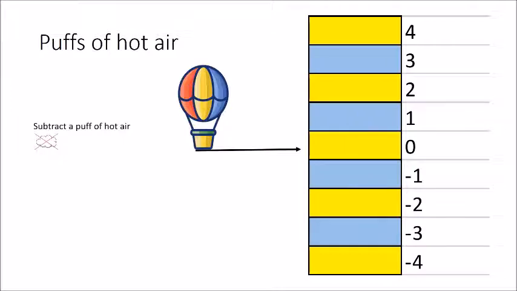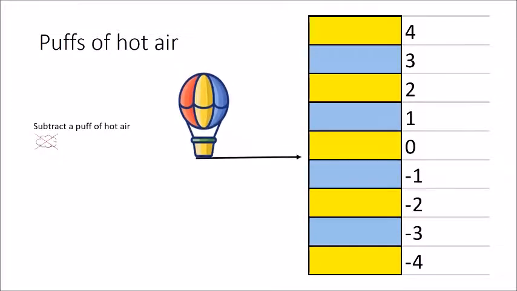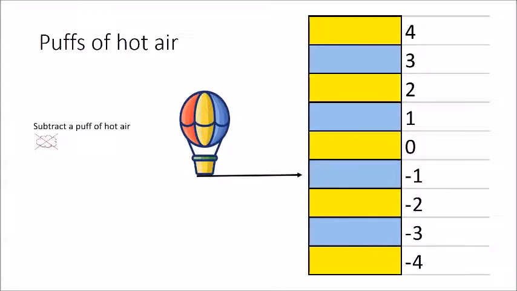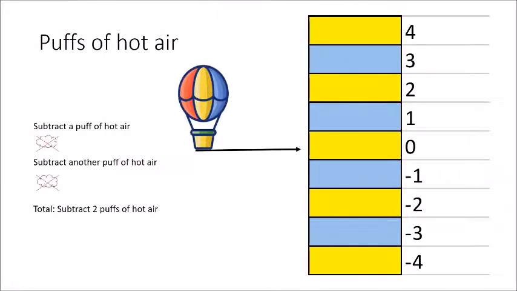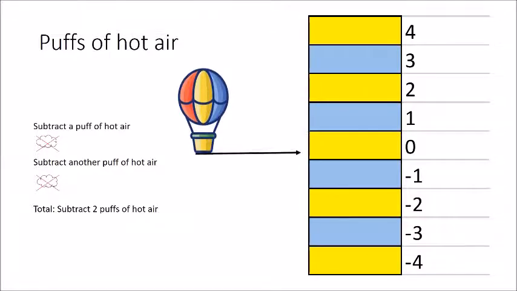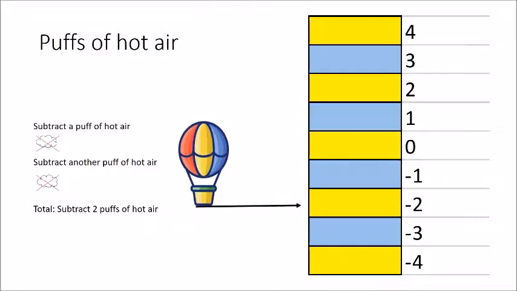We could subtract a puff of hot air, and when we do that, the balloon would go down a place on the number line. So we could subtract a puff of hot air and subtract another puff of hot air, and we would end up going down 2 places to -2. In total, we've subtracted 2 puffs of hot air and we've ended up at -2.